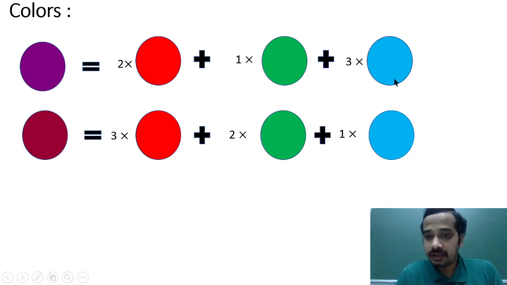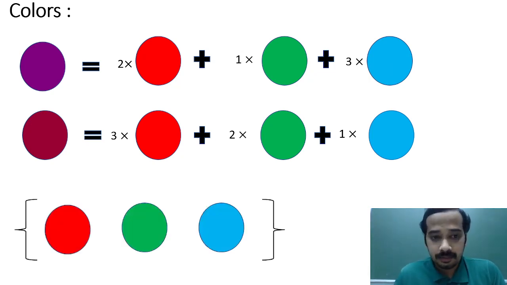We are going to use this concept in electronic display and old television and all. So that's why these three basic colors, red, green and blue, RGB, they form a basis. We can call them basic colors. I'll call it a basis.